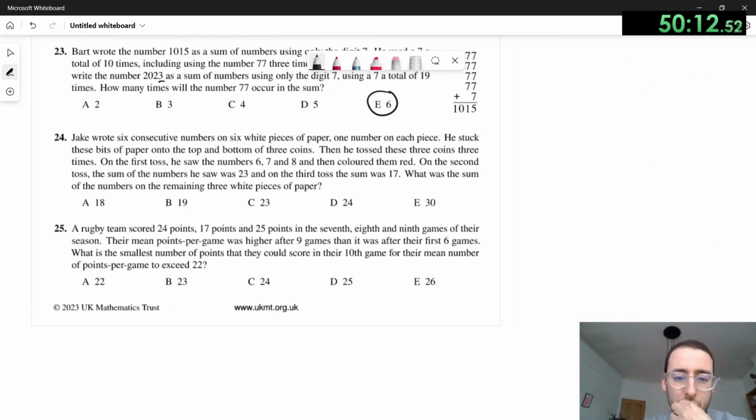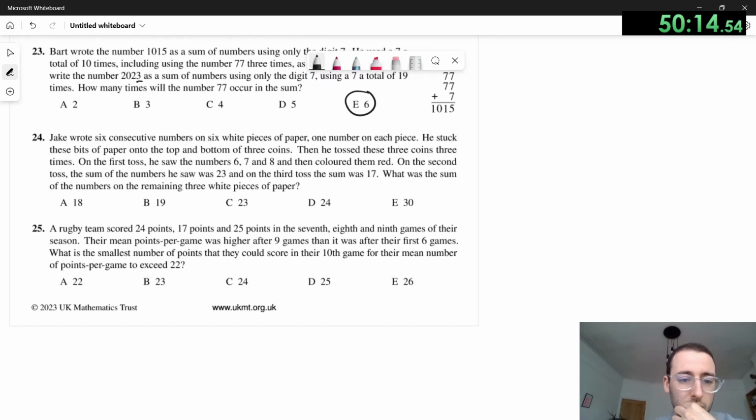6 connected numbers on 6 pieces of paper. You stuck these ones on the top and bottom of 3 coins. Okay, what? Okay, we know we've got 6, 7, and 8. Cool. On the first toss, you saw that. On the second toss, the sum of the 3 numbers you saw was 23.